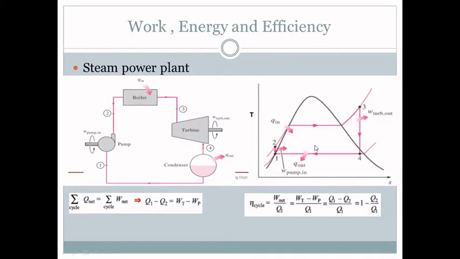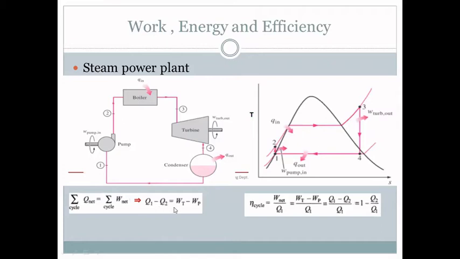The area under the process curve on the T-S diagram represents the heat transfer for internally reversible processes. The area under the process curve 2 to 3 is the heat transfer to the water in the boiler. The area under the process curve 4 to 1 is the heat rejected in the condenser. The difference between these two is the net work produced during the cycle. The boiler and the condenser don't involve any work, and the pump and the turbine are assumed to be isentropic.